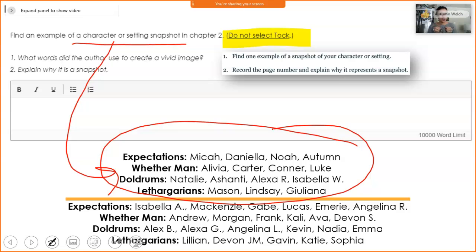Breakout room with your group, okay? You're going to find the snapshot in the book, and then you're going to answer what words the author used to create a vivid image and explain why it's a snapshot, okay? But I'm going to show you how to do this with what we just did with Tock first before I put you into the breakout rooms. So give me a thumbs up if your setting is the expectations.